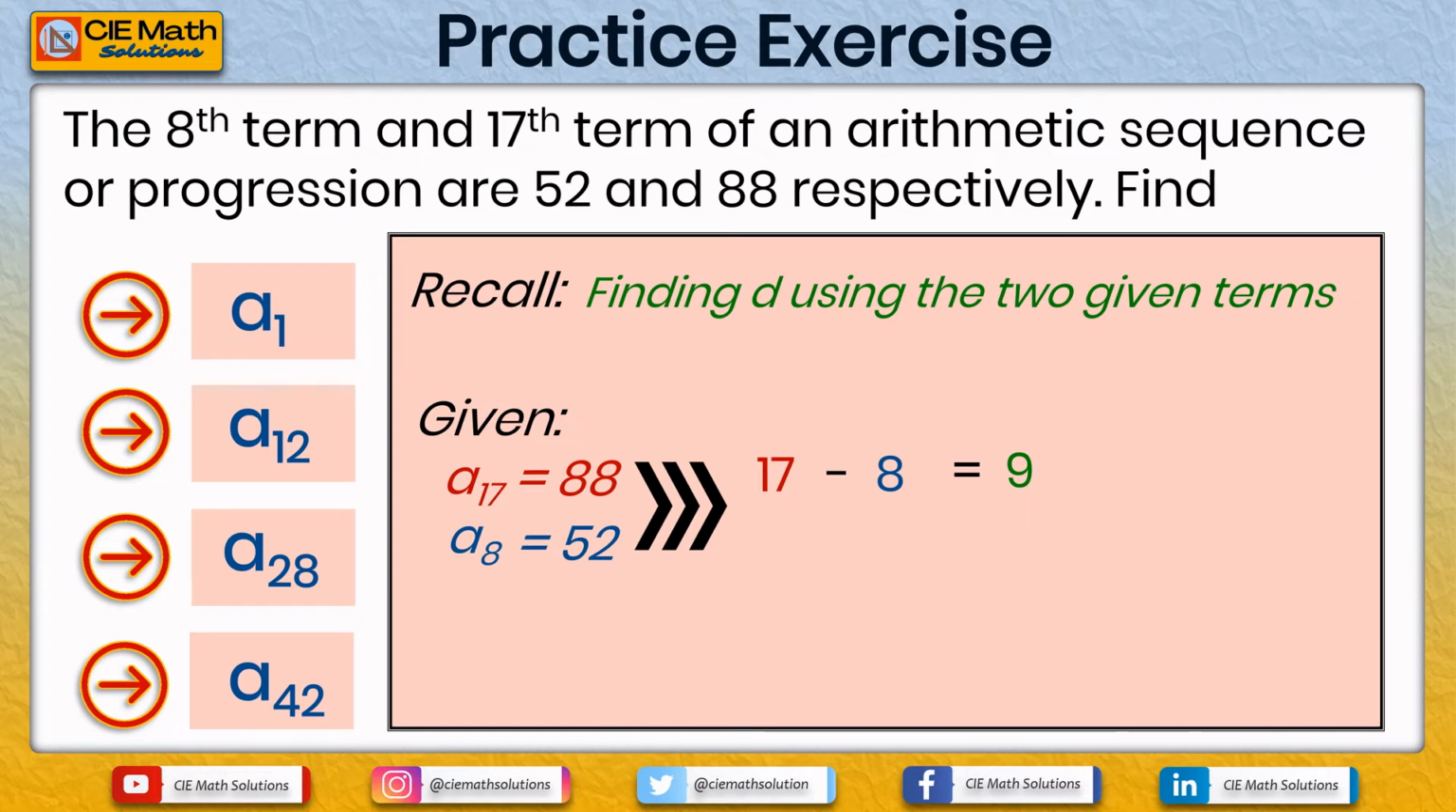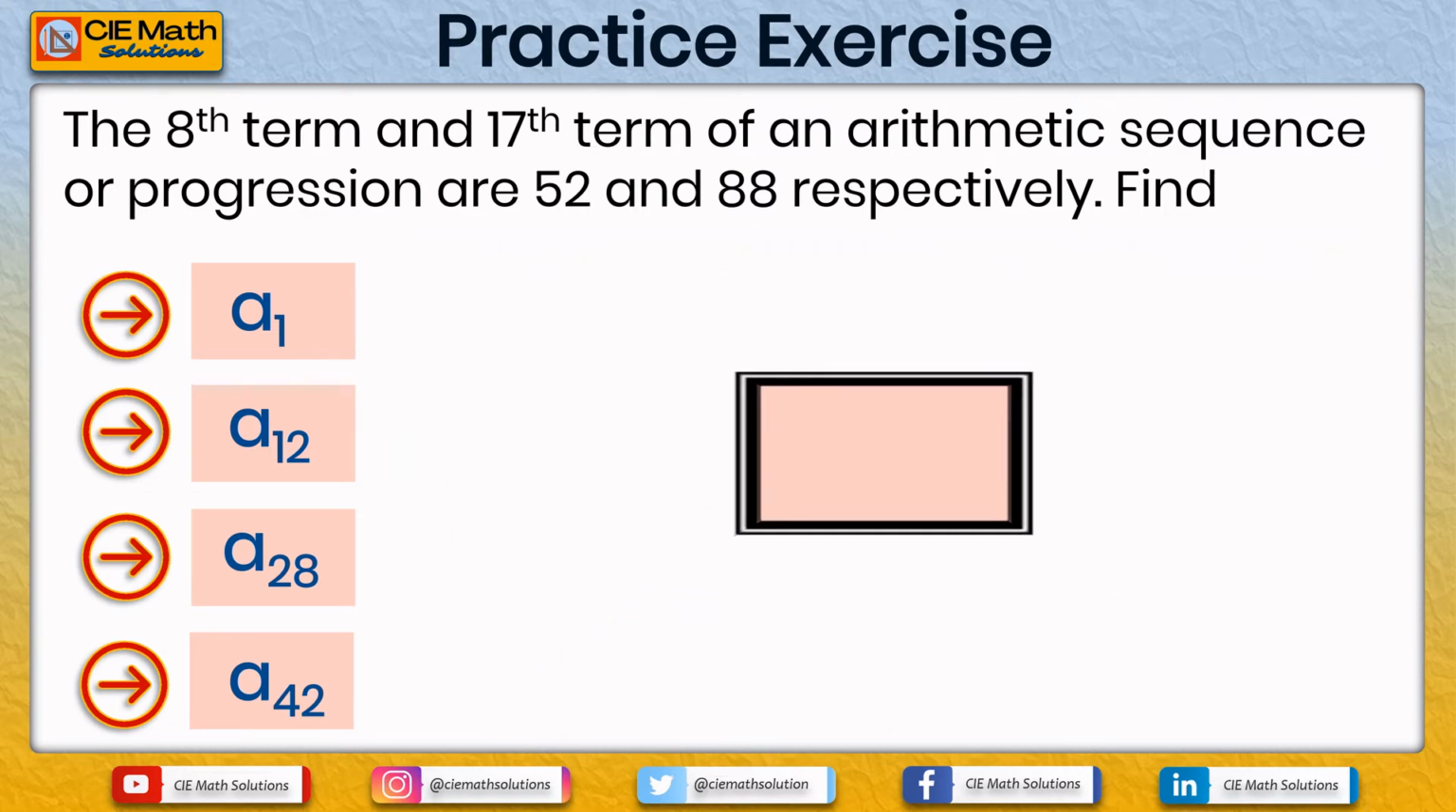We can now subtract the given terms. We have now 88, which is the 17th term, minus 52, which is the 8th term. The difference is 36. That means we then have 9D, which is equal to 36. Dividing both sides by 9, we will then have D is equal to 4. The common difference then of this arithmetic sequence is equal to 4. We can now use this common difference to find the specific terms.